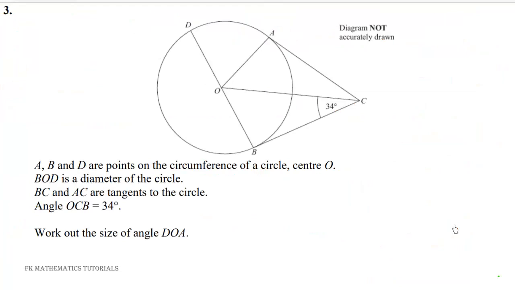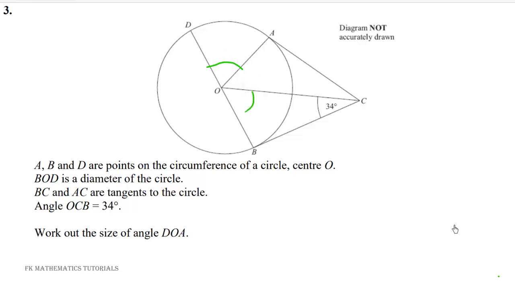Question number 3. A, B, and D are points on the circumference of a circle, center O. BOD is the diameter of the circle. BC and AC are tangents to the circle. Angle OCP equals 34 degrees. Work out the size of angle DOA. This angle here is what we are looking for.